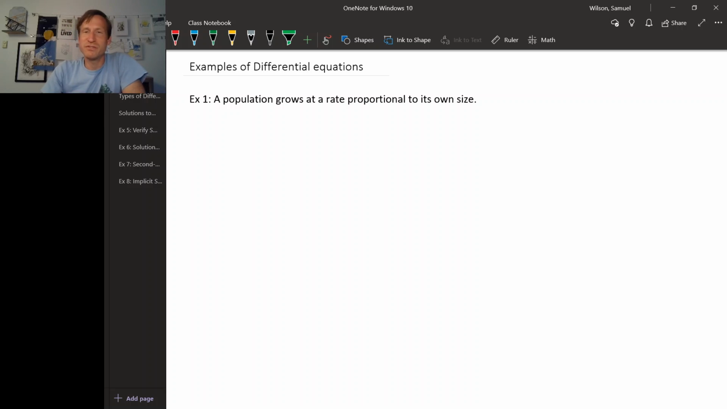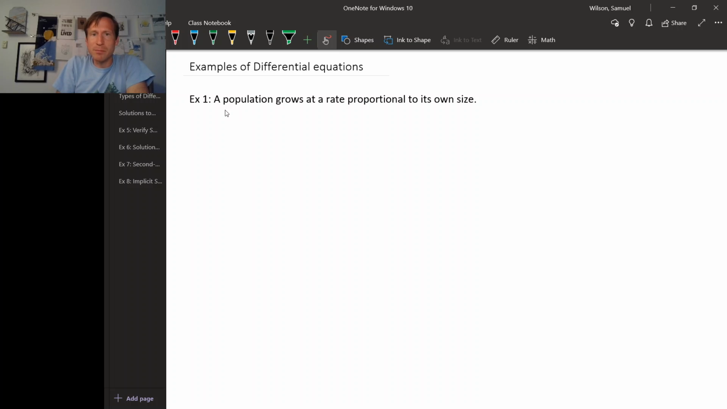Before we start thinking about differential equations, let's look at some examples of just how differential equations sort of come up in the wild, so to speak. So for example, let's think about a population that grows at a rate proportional to its own size. Let's try to describe this situation mathematically.